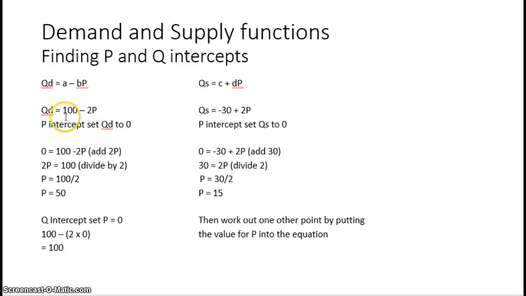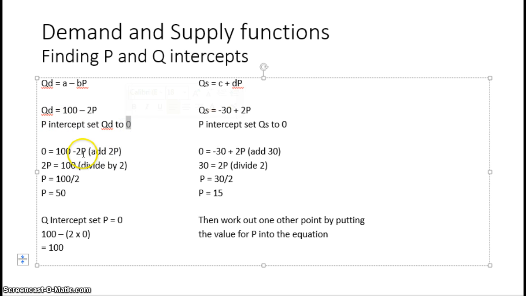For the P intercept, for both quantity supplied and quantity demanded, we just set quantity demanded or quantity supplied to 0. As we can see here, 0, and then we just balance the equation. So 100 minus 2P, we add 2P to that side. Then to get the P onto that side, we divide both sides by 2, so 100 divided by 2. So the P intercept for quantity demanded is 50.